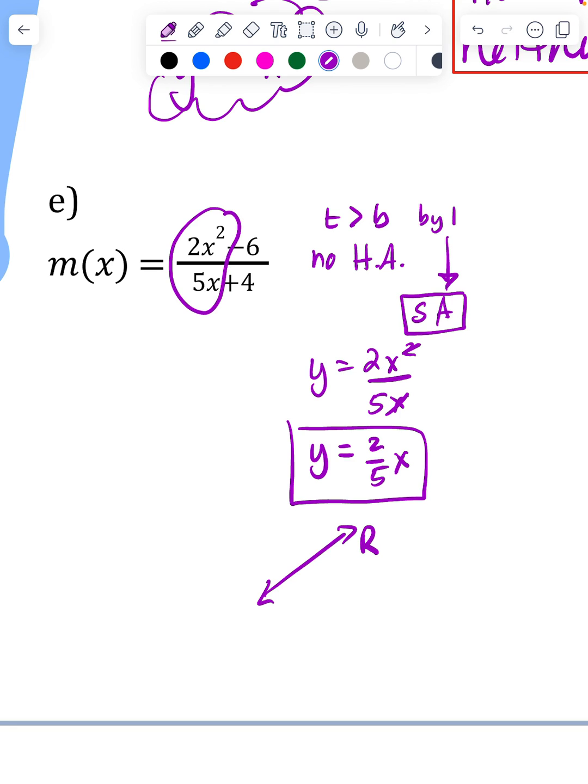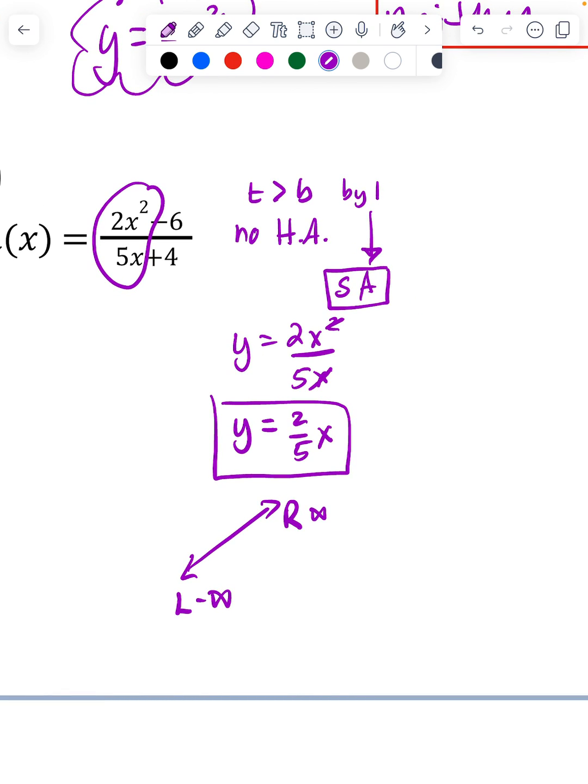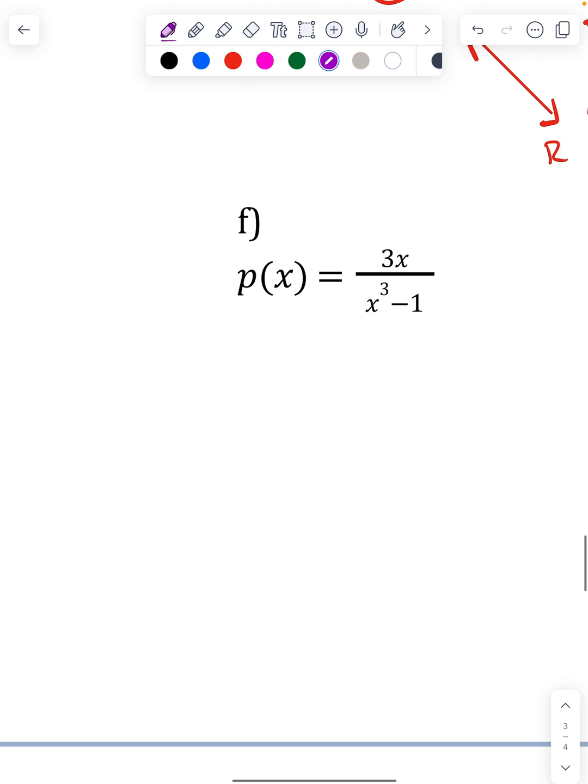So the right end of my function will go towards infinity, and the left end will go towards negative infinity. No matter what your graph is doing, the ends will approach the horizontal asymptote if you have one, or in this case, they will approach the slant asymptote if you have one. So once you know you have a slant asymptote, your right and left ends are going towards positive or negative infinity, not towards a number like they do with a horizontal asymptote.